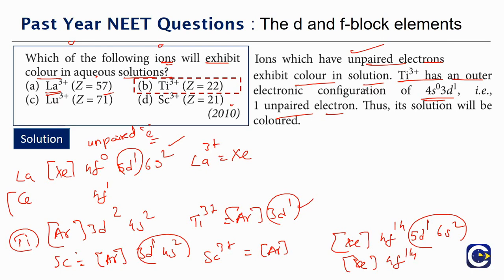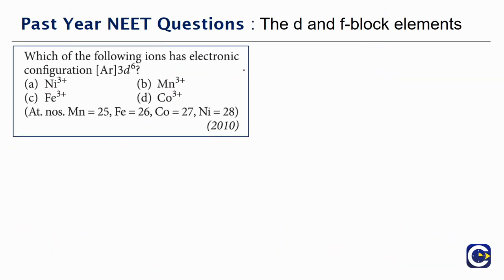Generally, the reason attributed for the color is that whenever there are unpaired electrons, the unpaired electrons can have these transitions, and that will give rise to the respective colors of these ions or substances. Okay, so the answer for this is option B. Let's move on to the question that came in 2010.